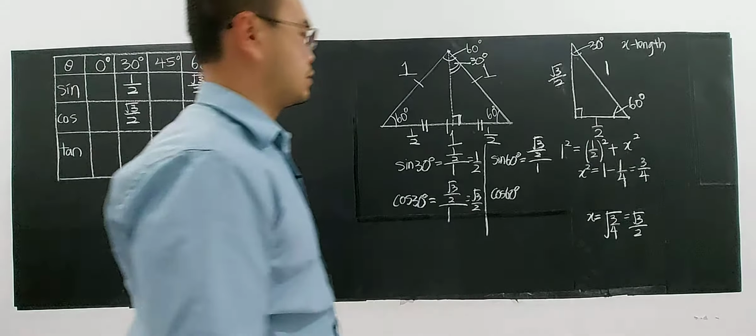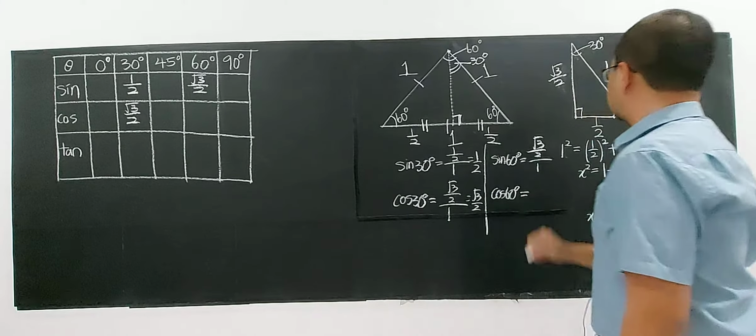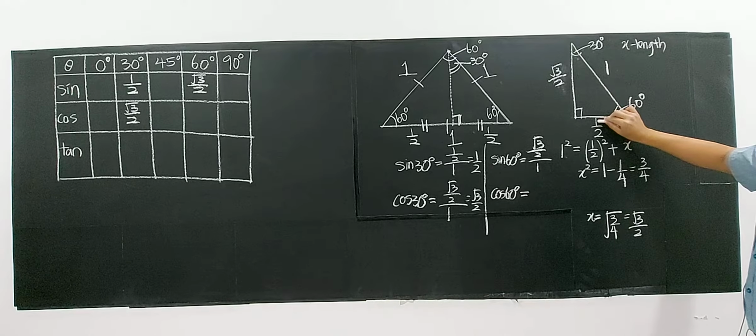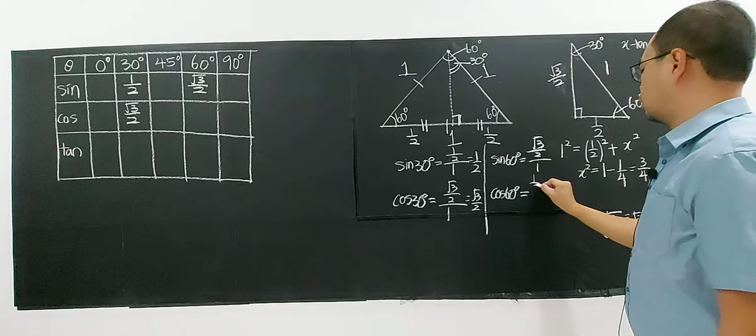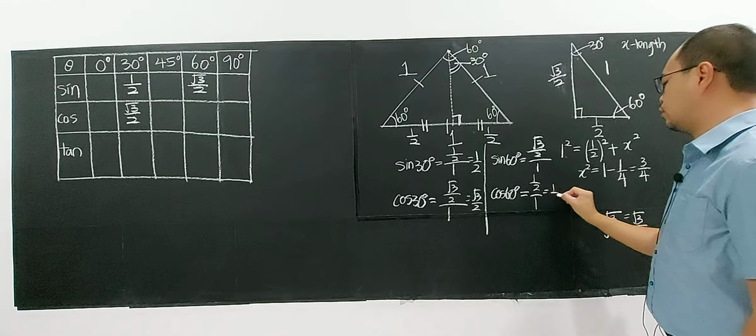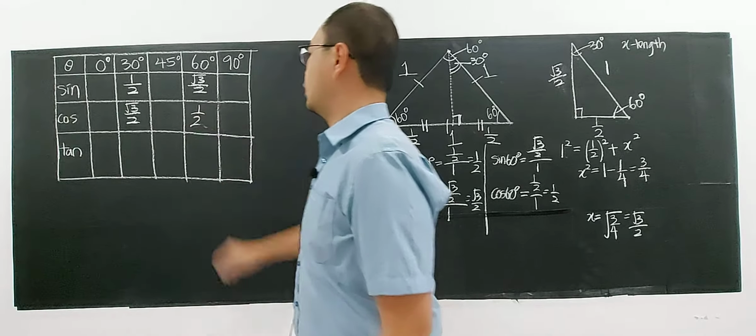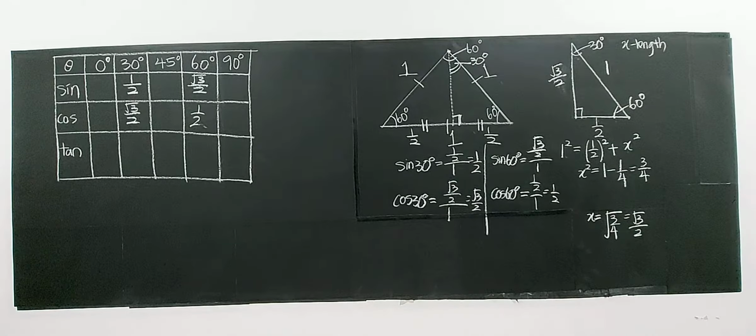And for cos 60, you will have adjacent over hypotenuse, right? Adjacent over hypotenuse, 1 over 2 divided by 1, which gives you 1 over 2. So cos 60 will be 1 over 2, right? So very easy.